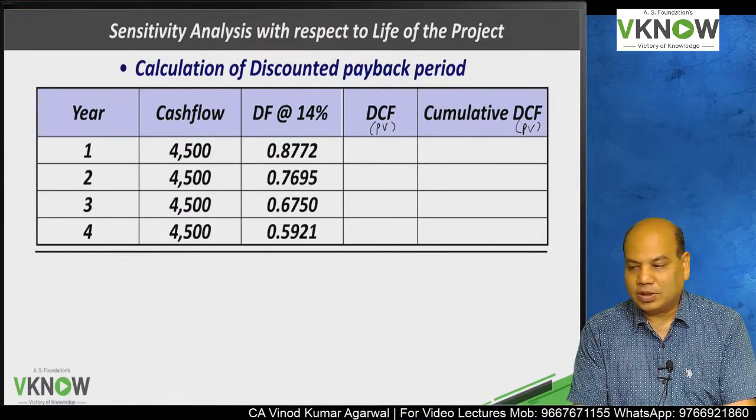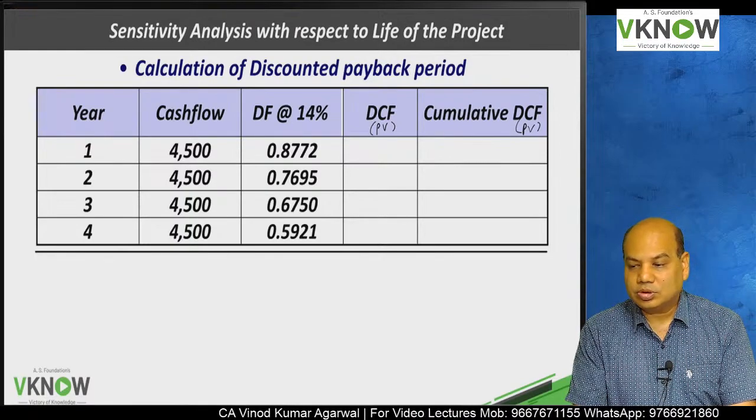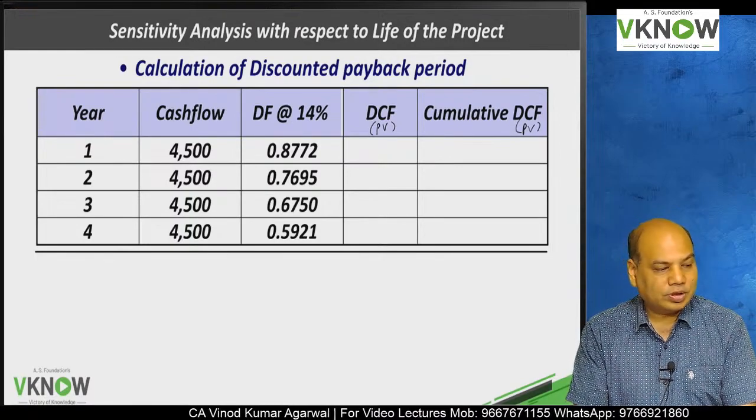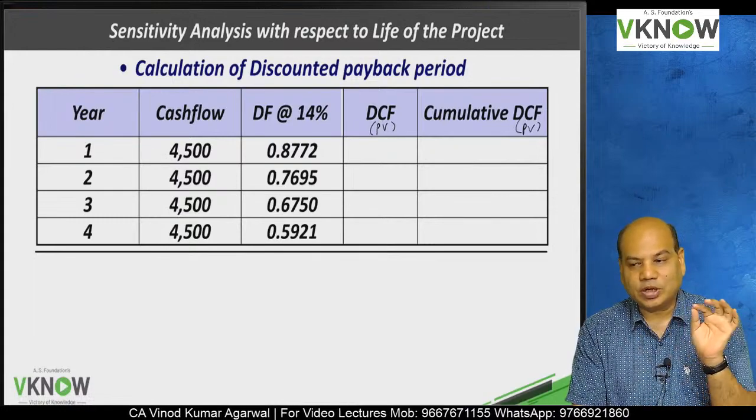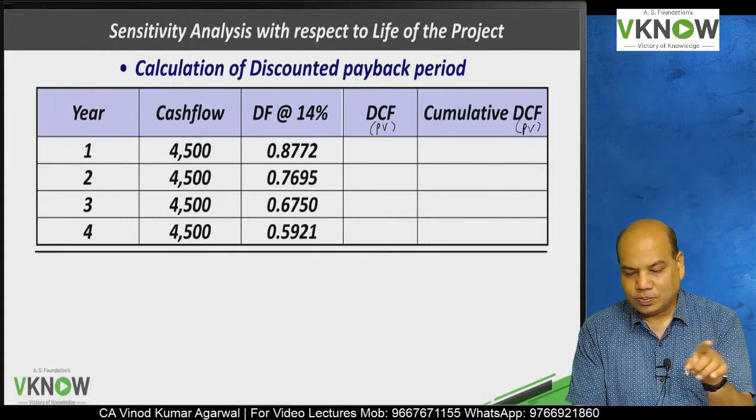This time I can't apply 1-4 because then we'll not get to know what is the discounted payback period. For discounted payback period we have to write separately for each year. Now please multiply.